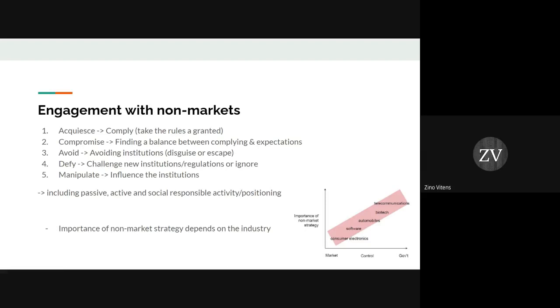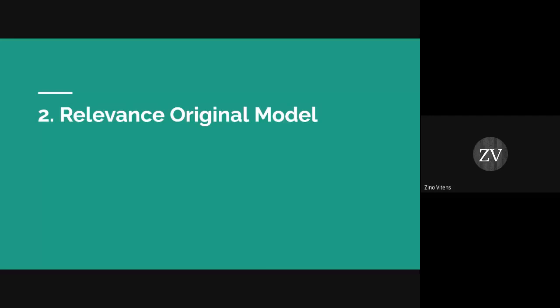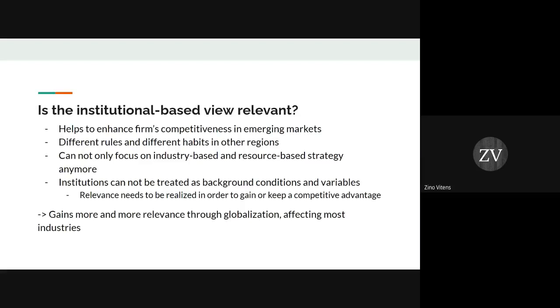Next slide. So now to come to the relevance of this model. The question is: is the institution-based view relevant? And yes, it definitely is. It's the newest strategy model. It's newer than Porter's Five Forces and VRIN. It helps to enhance firms' competitiveness in emerging markets and existing markets, but especially in emerging markets. We will hear about it later on.